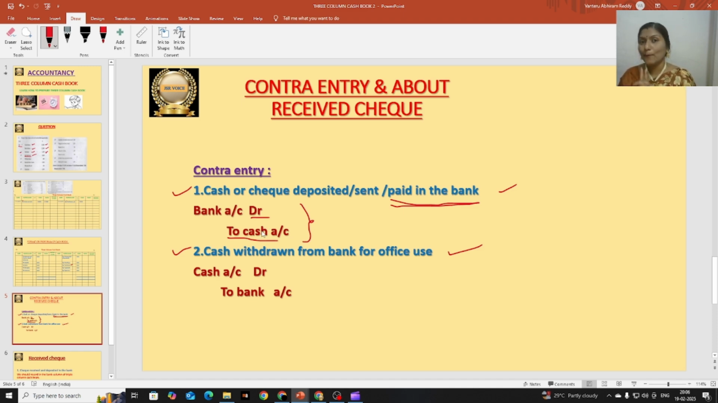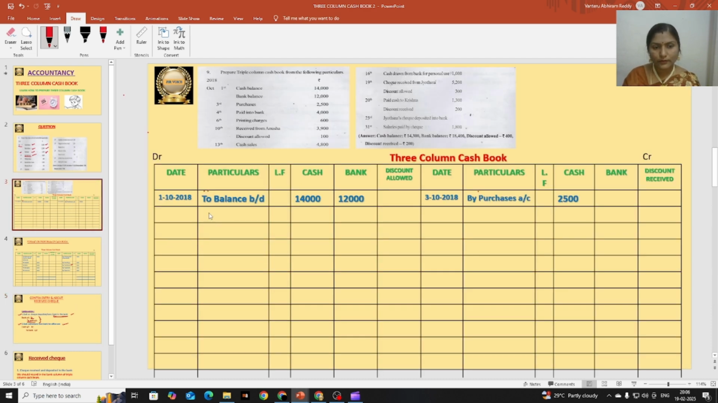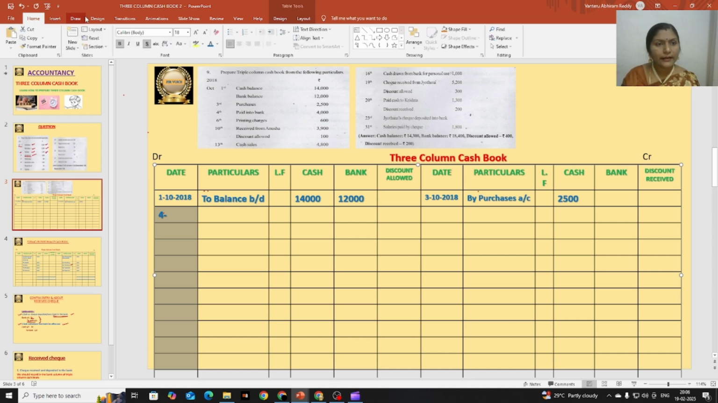We will start with the word "by". So by bank account, to cash account, by bank account. This is how we are going to write. Okay, so let us record it. We are going to write the date first. What is the date? 4th. So the date is 4-10-2018.